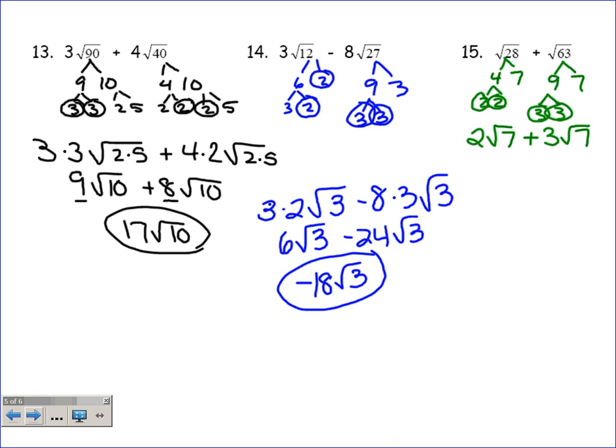Okay. Radicands, are they the same? Yes, they are. So we just add them together. If we add them together, there we go. Great job. Is this okay? Can you handle this? Okay.